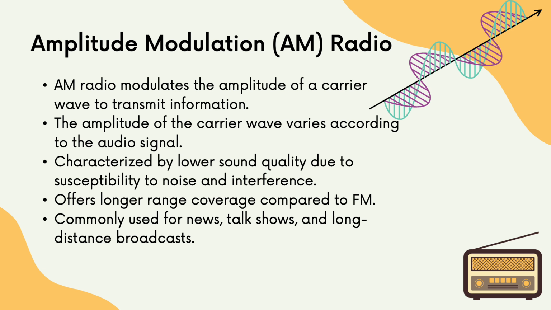AM radio, standing for amplitude modulation, works by taking an audio signal, which is a representation of sound, and piggybacking it onto a high frequency carrier wave. Imagine the carrier wave as a calm ocean and the audio signal as ripples on that ocean. So in AM radio, the depth of those ripples, that is the amplitude, is what carries the information.